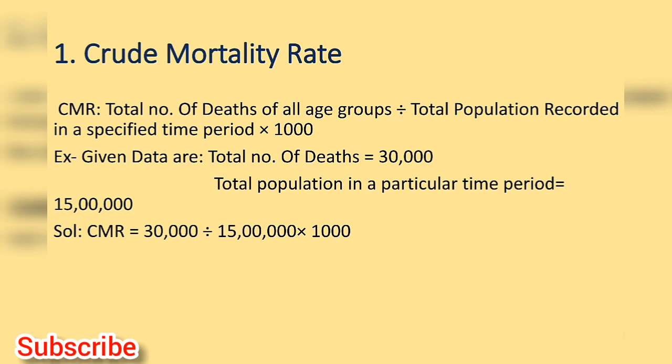So the crude mortality rate according to the data is 30,000 divided by 15 lakh multiplied by 1000, which is 20 deaths per 1000 people or population in a particular time period. It's the crude mortality rate for a particular country.